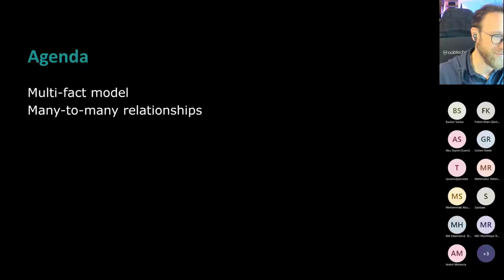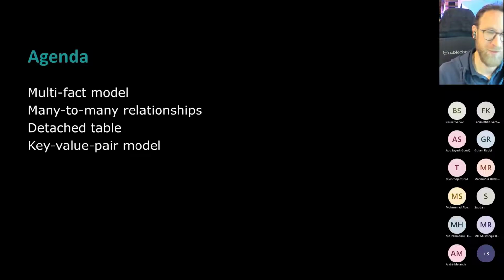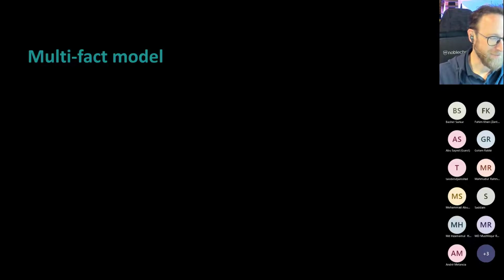And this is the agenda for today. So we will talk for the next 40 minutes or so about the multi-fact model and about many-to-many relationships. In the multi-fact model, as we will see, I come up with an example about a detached table, and we will talk about what we can do about key value pair tables. It's not really a model, right? It's one table, but we will see in a couple of minutes.